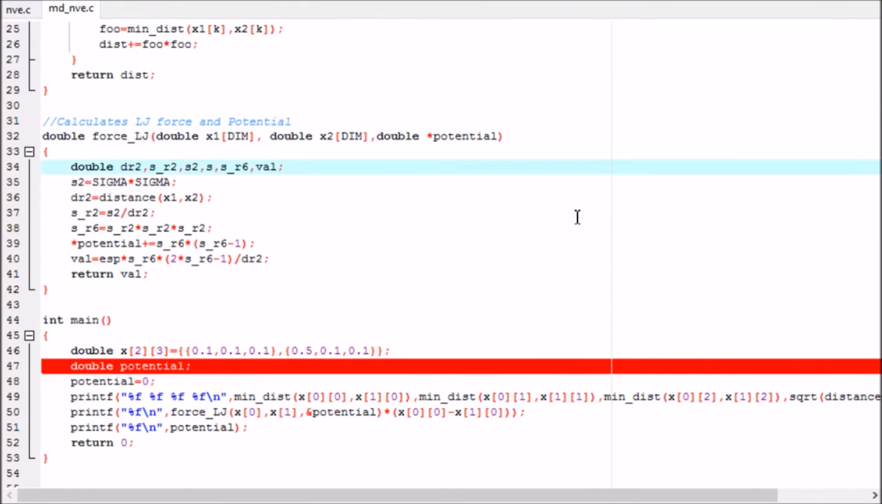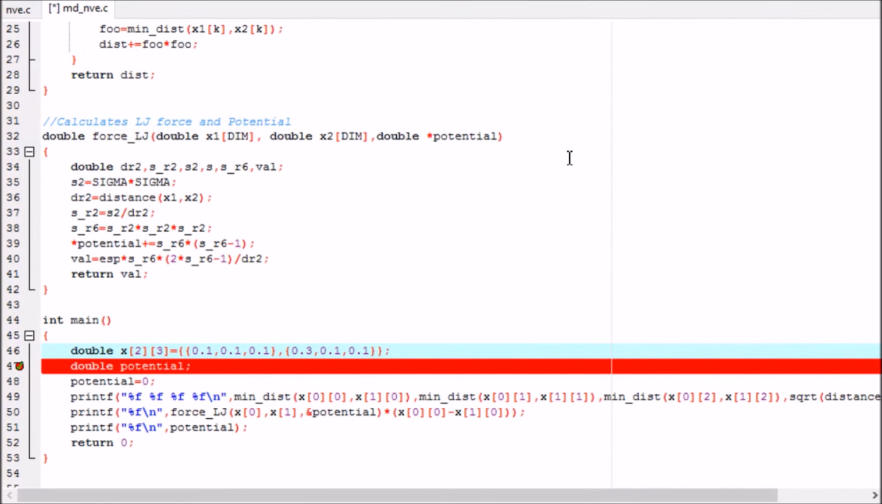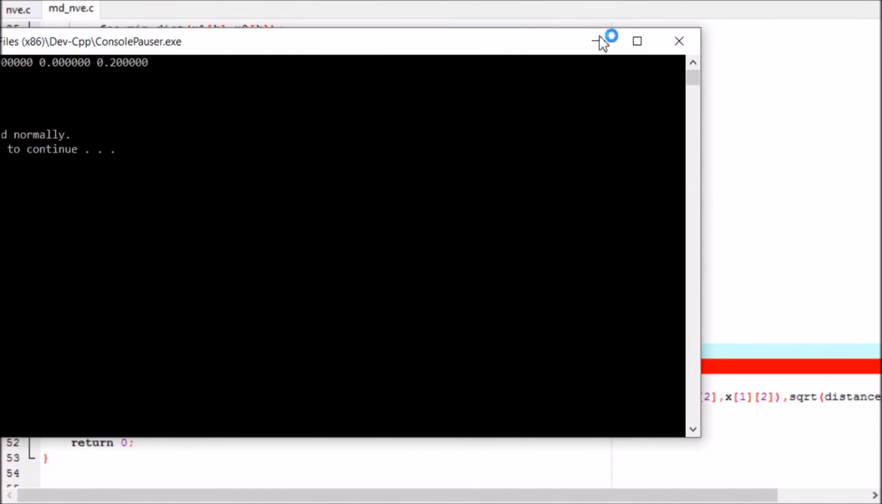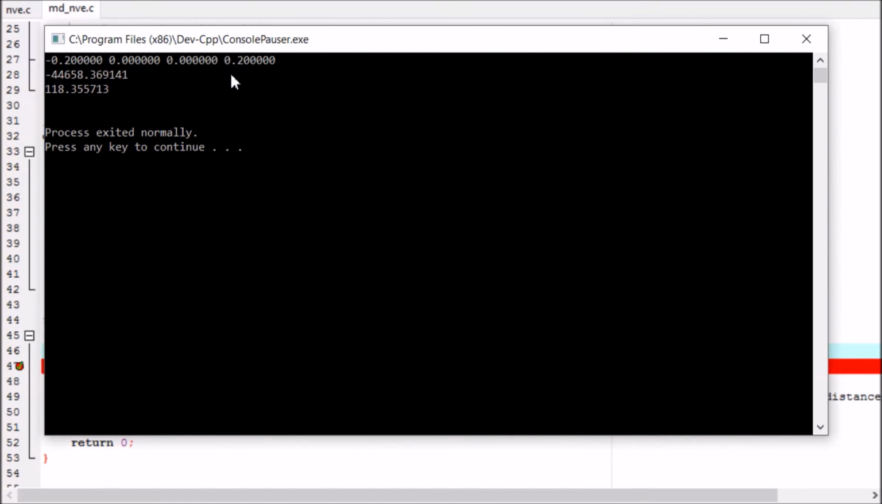So we'll just change the value of 0.5 to 0.3, so that should basically change r to 0.2, and then let's see what happens. So now the value is 0.2 and the force is huge and negative. So it's now repulsive in nature. So these test cases make sure that our force, distance and minimum distance functions are correct.